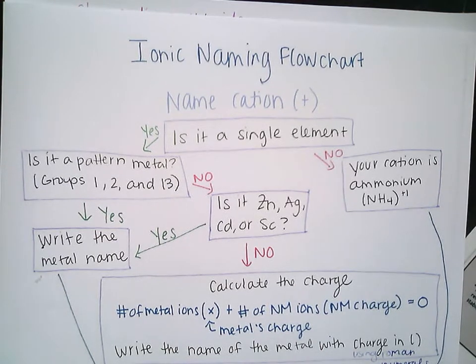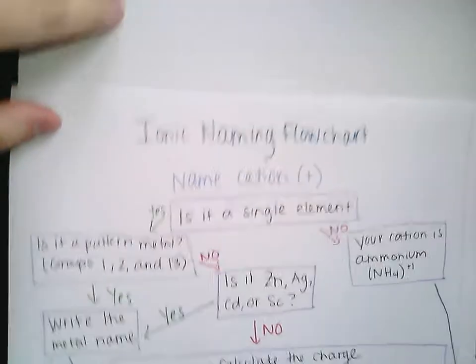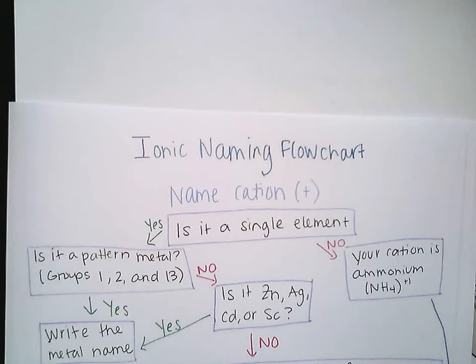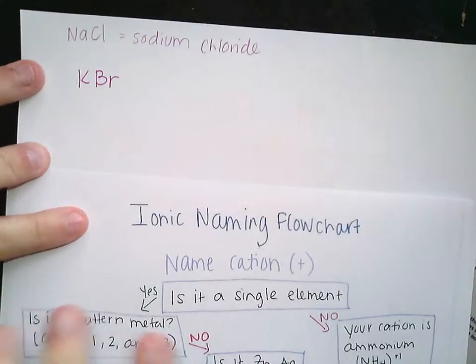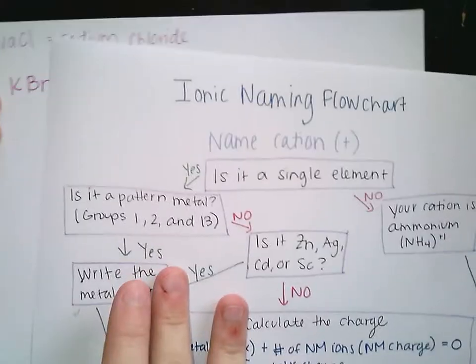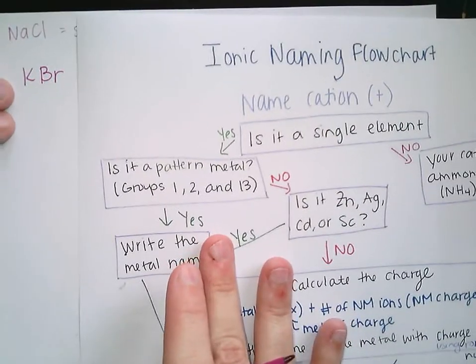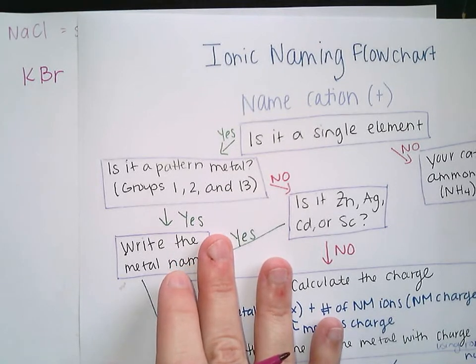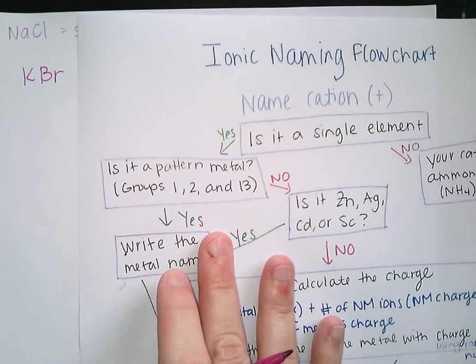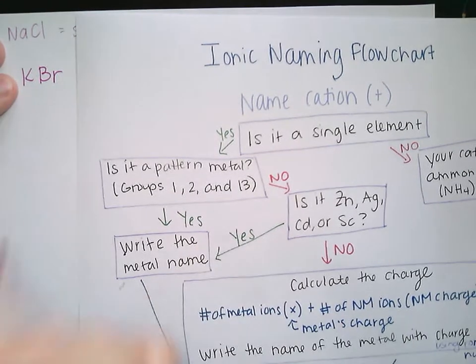Okay, let's go ahead and do some of those examples now. So let's say the first one that I want to name is KBr. The very first thing I need to do is to name my cation, my positive ion. Remember, in ionic naming or formula writing, that positively charged ion always comes first. So I know that's going to be my K here.